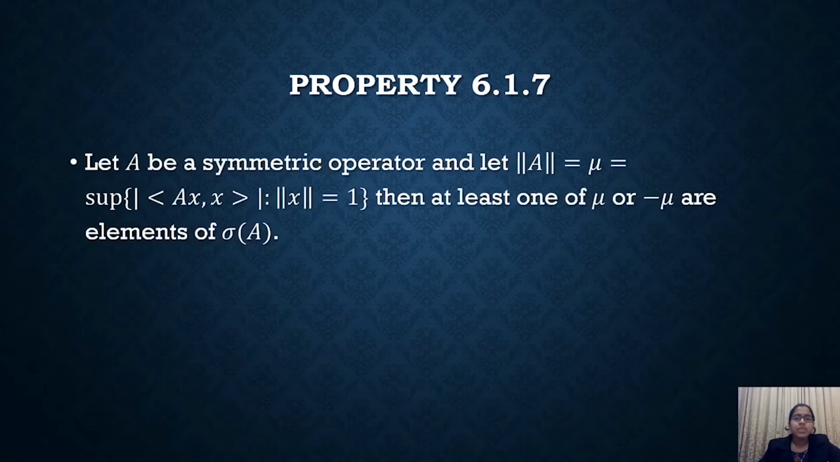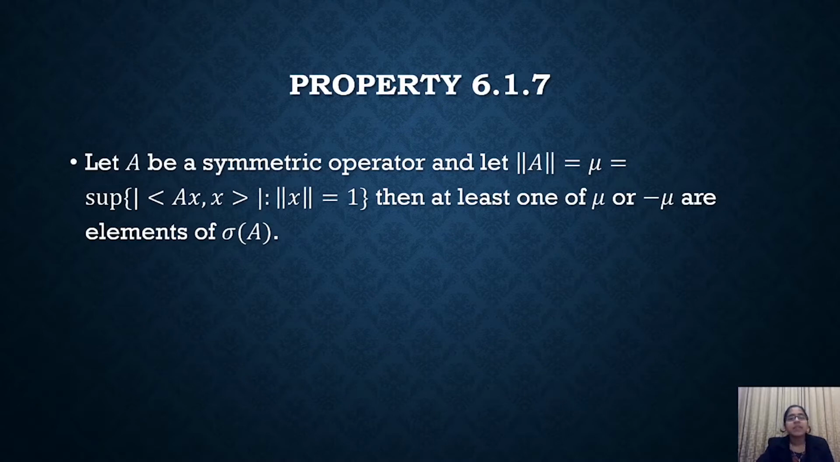So let's move on to the next property, and this is the last one. This is property 6.1.7. The property is as follows: let A be a symmetric operator, and we define the norm of A equal to mu, which is the supremum of the modulus of the inner product of A x, x for all x whose norm is 1. Okay, this is how we are defining the set. That is, the norm of A is equal to the supremum of the modulus of the inner product of A x, x where norm x is 1, and we denote it by mu. Then the property is that at least one of mu or minus mu is an element of sigma of A.